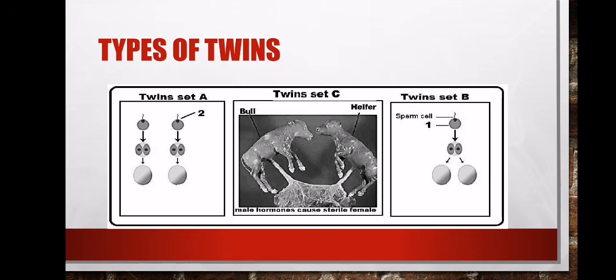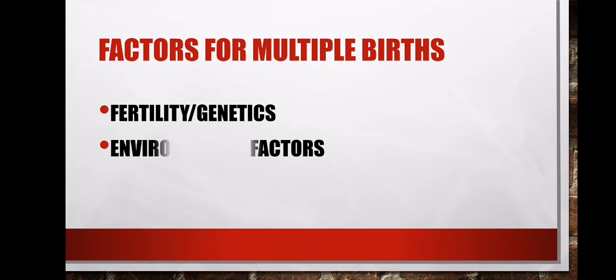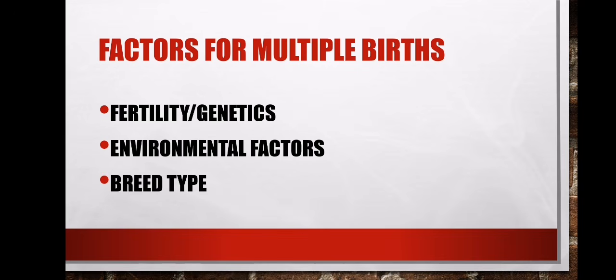What are the factors that may lead to or that determine the formation of multiple births? I will not spend my time here. It will be the genetics, the genes of the animal. It can be the environmental factors. It can be the type of the breed. It can be nutrition, the food that the animal eats. So that's what you can understand. The genetics, which is fertility, the environmental factors, the breed type, and the nutrition. Simple.